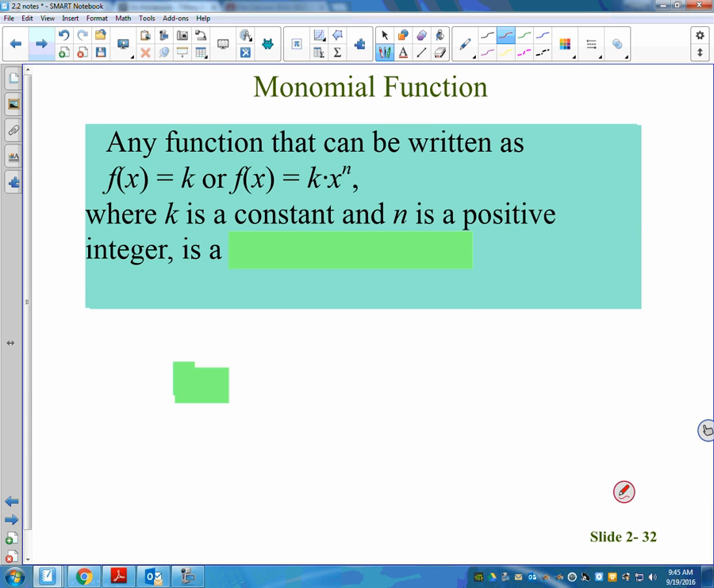Kind of like polynomial function. Monomial function. So all monomials are power functions, but not all power functions are monomial functions.